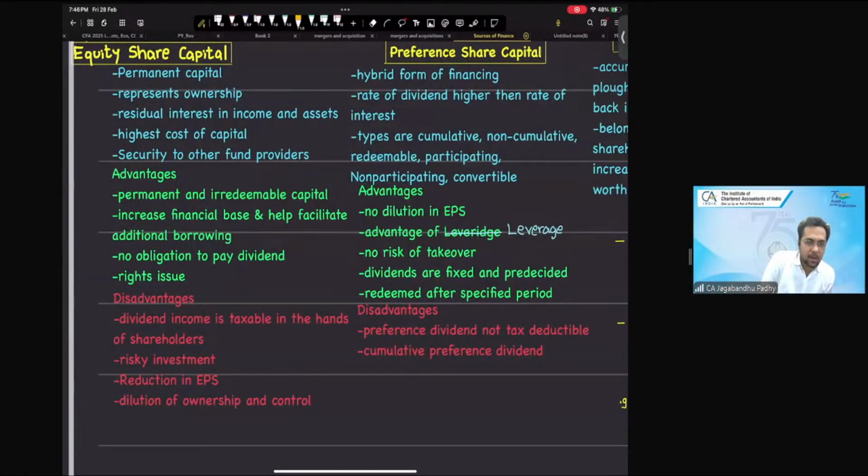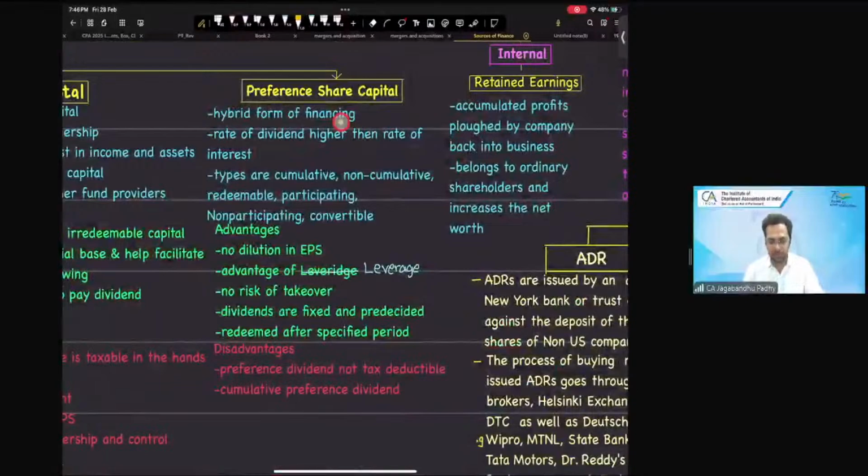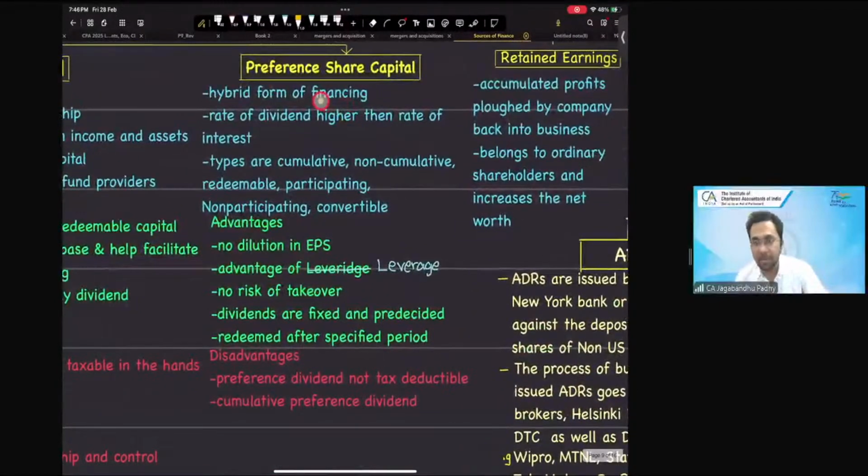Are we good? Equity share capital raise? Pretty simple. Now, coming to the other source of owned funds, which is preference shares. Now, preference shares are generally said to be a hybrid form of financing. Now, what do you mean by hybrid form of financing?